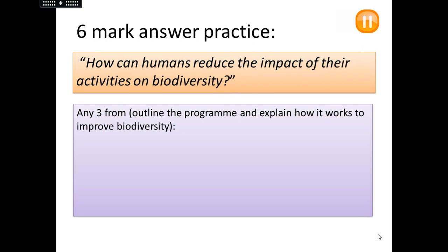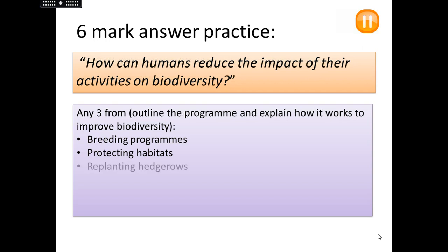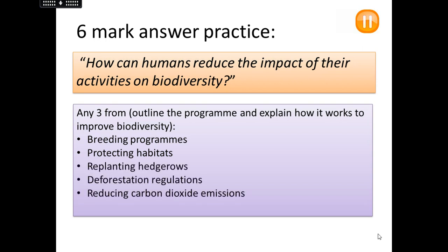So just to remind you, different ones you can be talking about are the breeding programs, protecting habitats, replanting hedgerows, deforestation regulations. We didn't talk much about this, but the governments are doing quite a lot to reduce carbon dioxide emissions to try and reduce global warming, and also recycling. So we talked about those earlier, and to get 6 marks, you can choose any 3 of those. Outline it briefly, so what is a breeding program, but then what does it actually do to try and improve biodiversity? So have a little go. You can do it in bullet point form.